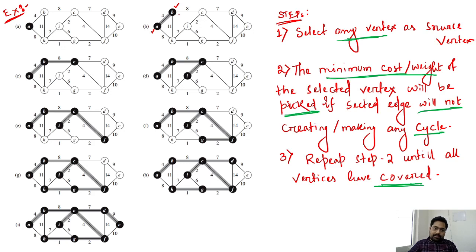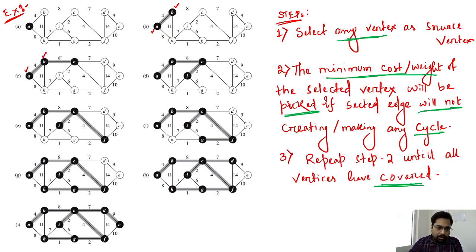Okay, next, here there are options. B is selected and A is selected now. So from this there are three options because these are connected edges. Connected edges will be selected first. It's written that the minimum weight of the selected vertex will be picked, and it will not create any cycle. Next, out of this 8, 11, 8, there are two options. 11 is greater, so either will be selected. As per the book, they have selected 8.